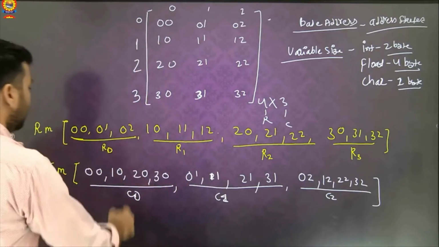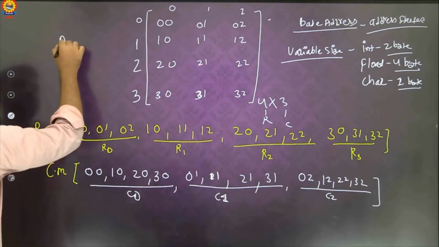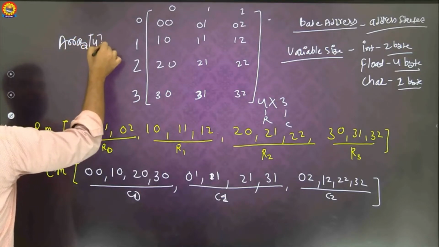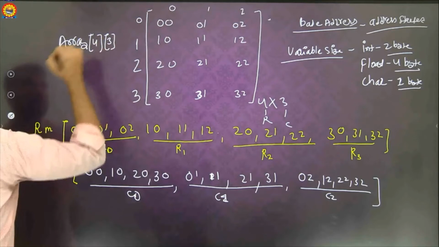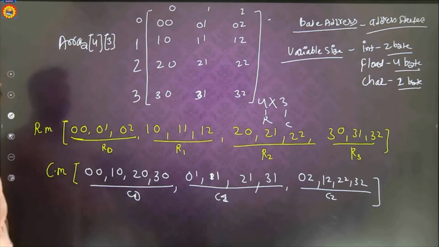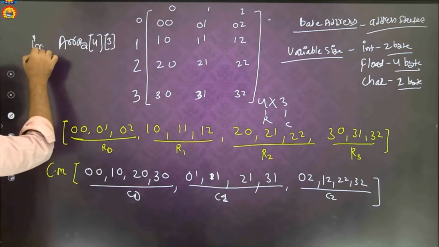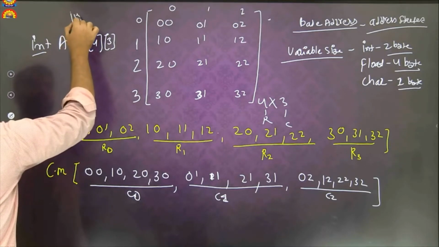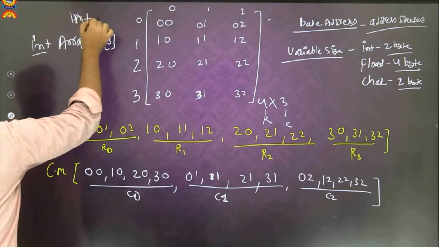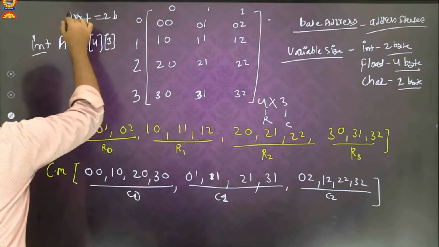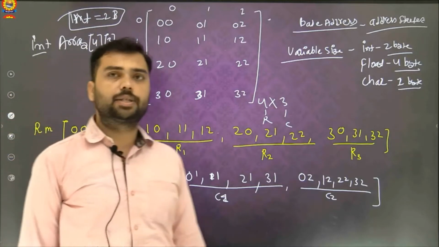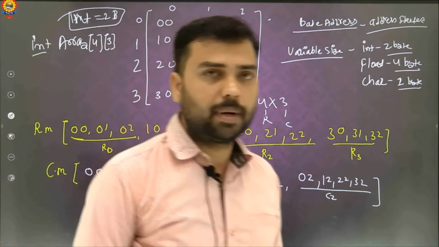Suppose this array 4, 3 is an integer array, and let me say that int size equals 2 byte. What is the size? Int size is 2 byte.